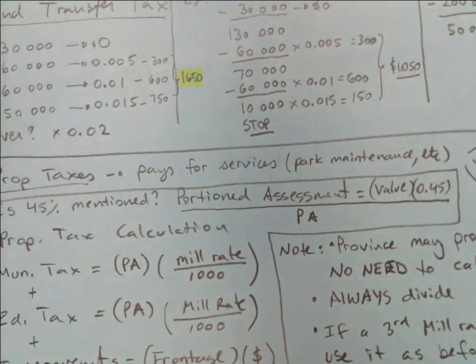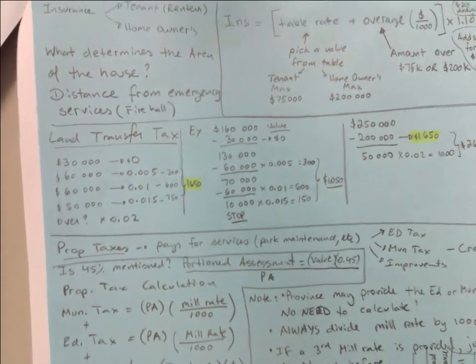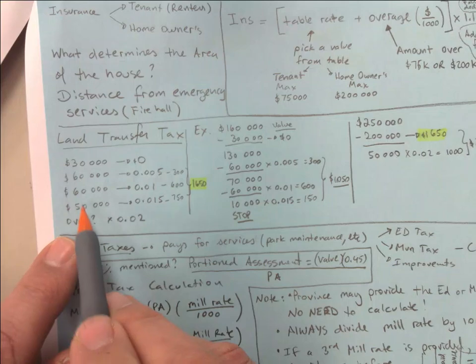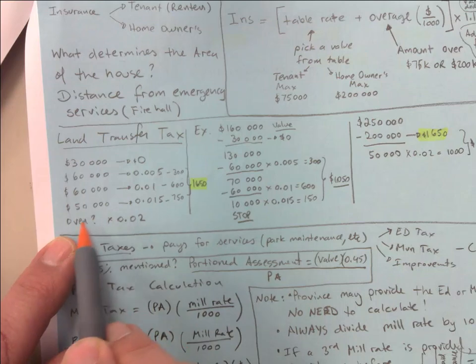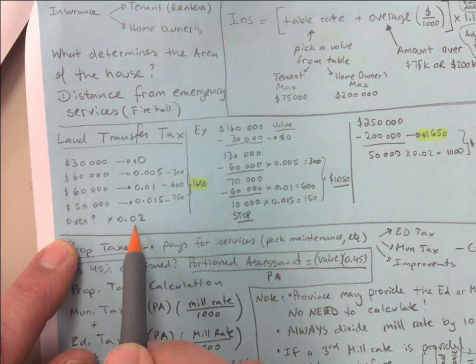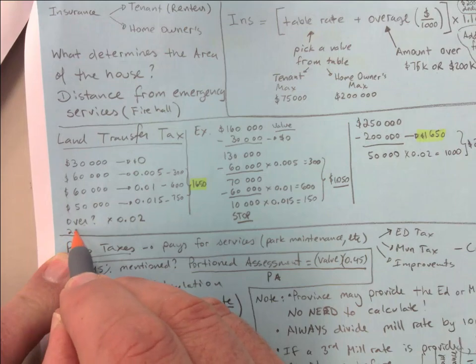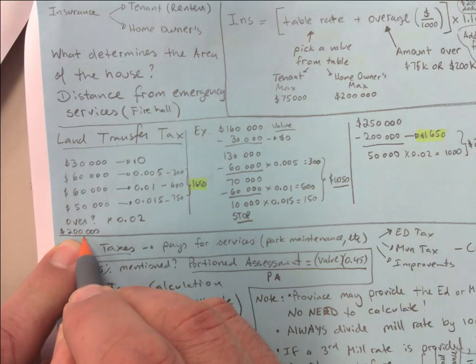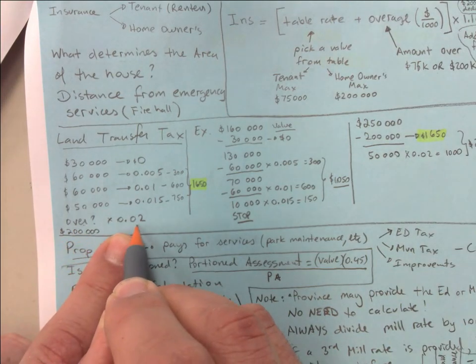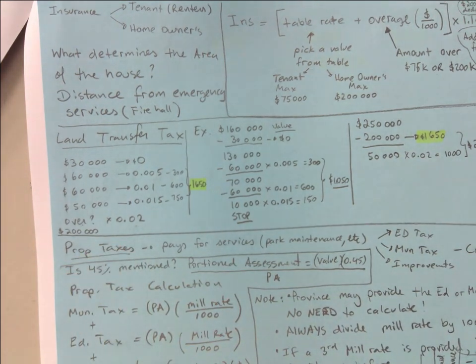I would like you to go to land transfer tax. If you have land transfer tax, we're going through the brackets, and it just says over, times 0.02. I would say over 200,000. If you're over 200,000, you pay 2% flat. So that's something to remember.